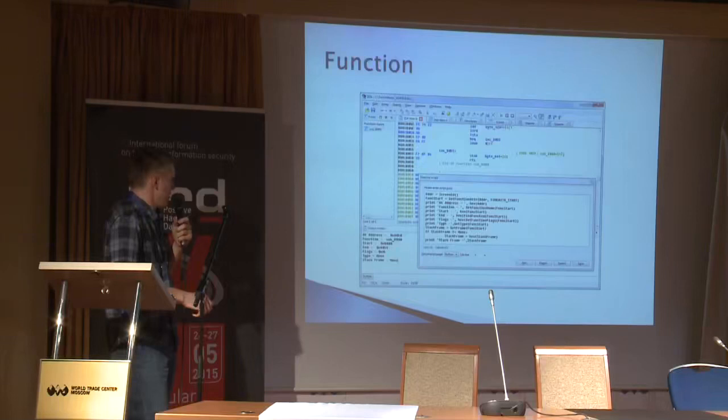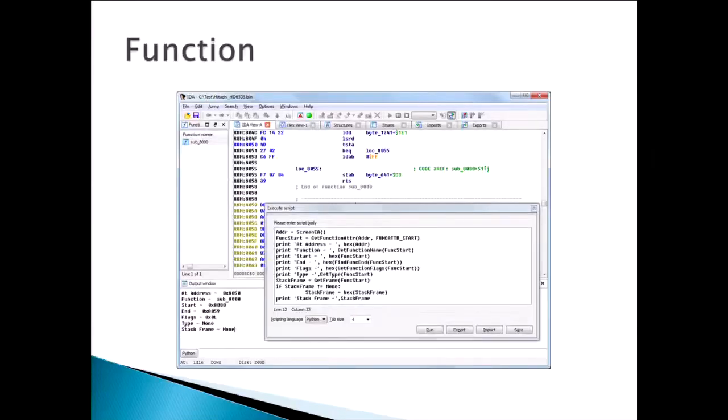The next thing that I would like to speak about, and that we have to transfer, is a function. It has certain common attributes: a script which shows them, the start, and function flags and type. You can get the frame stack for it, and if in any case it doesn't exist, then you will not see it in the output. So in this case it doesn't exist for this particular function.